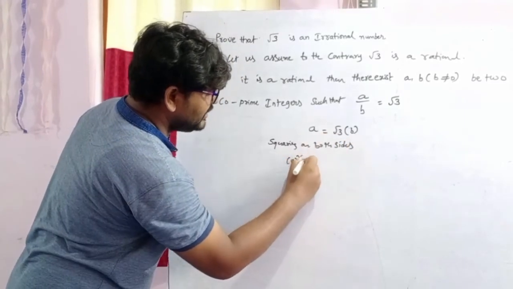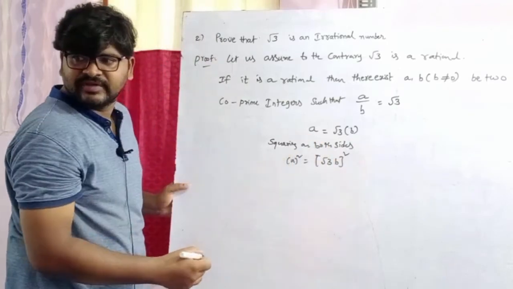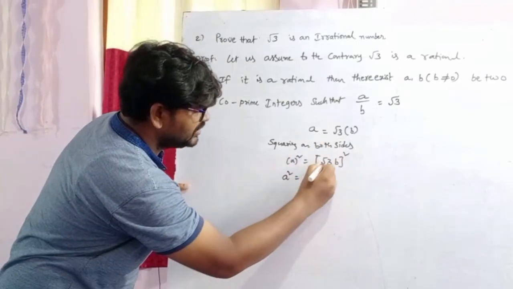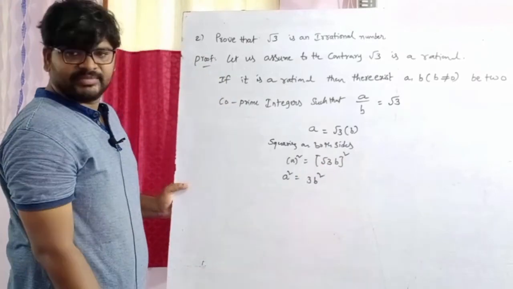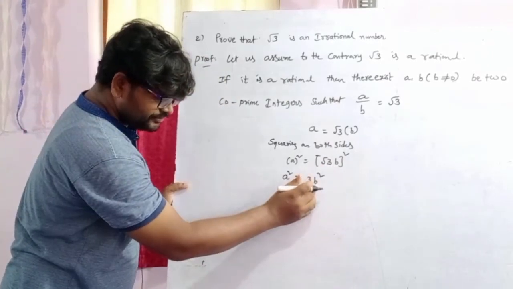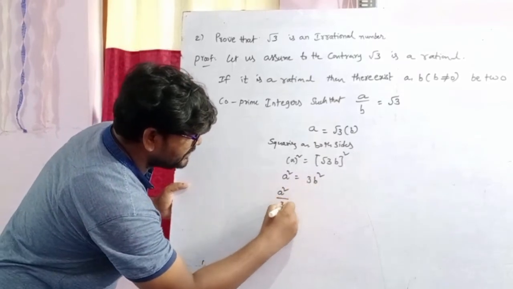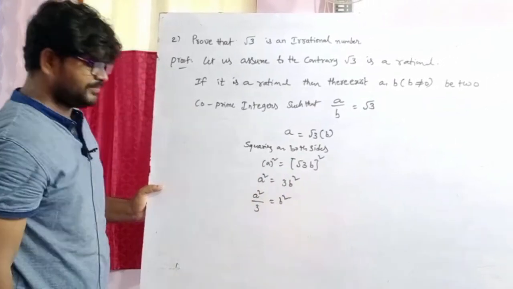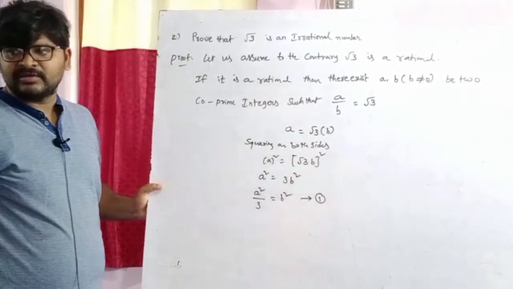So here a square equals root 3 into b, root 3b whole square. So a square equals root 3 whole square, 3 into b square, 3b square. Here 3 is multiplied, going to this side, divided by. A square by 3 equals b square. This is equation number 1.